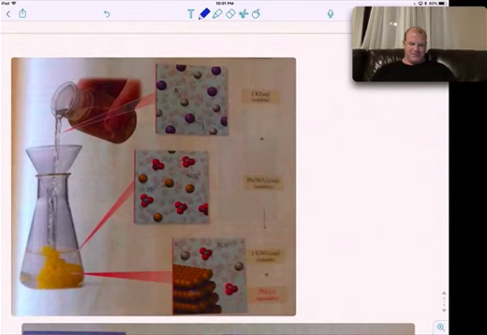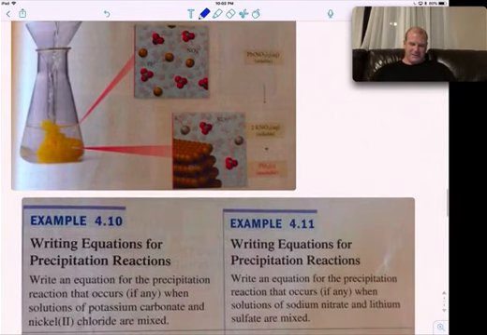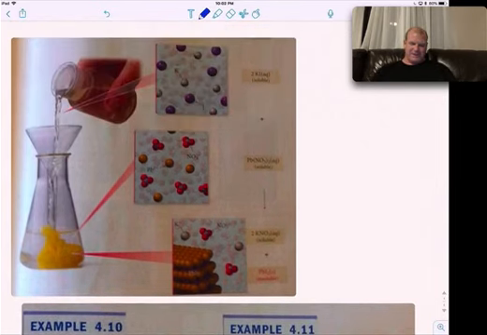Okay, next one, precipitation reactions. So you mix two liquids together and this stuff falls out of solution. So that is a precipitation reaction. And it is a chemical reaction because you had two things that could dissolve in water and you've created a new thing that did not dissolve in water.